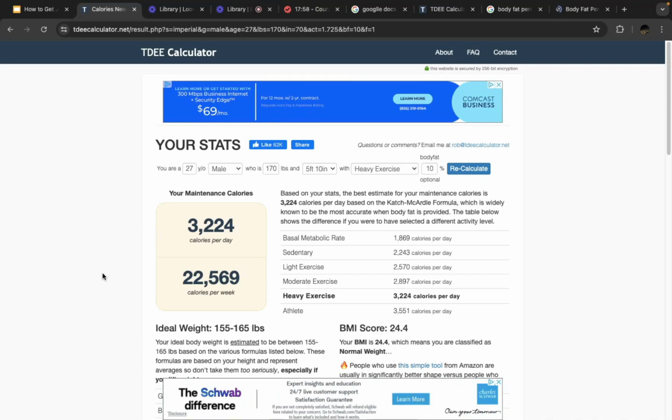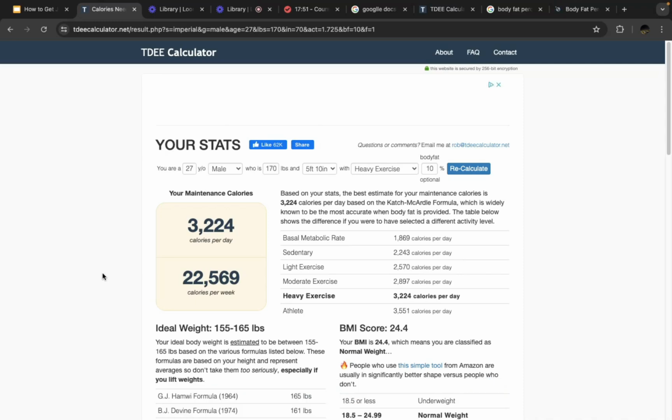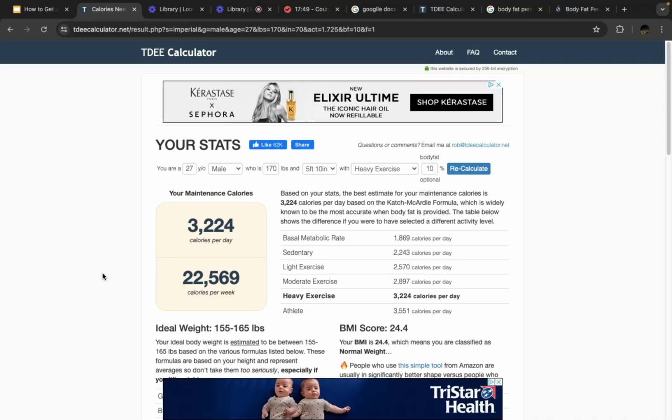So make sure when you're bulking or eating in a caloric surplus or eating in a caloric deficit that you are setting your goals and measuring them relative to the week and not the day.